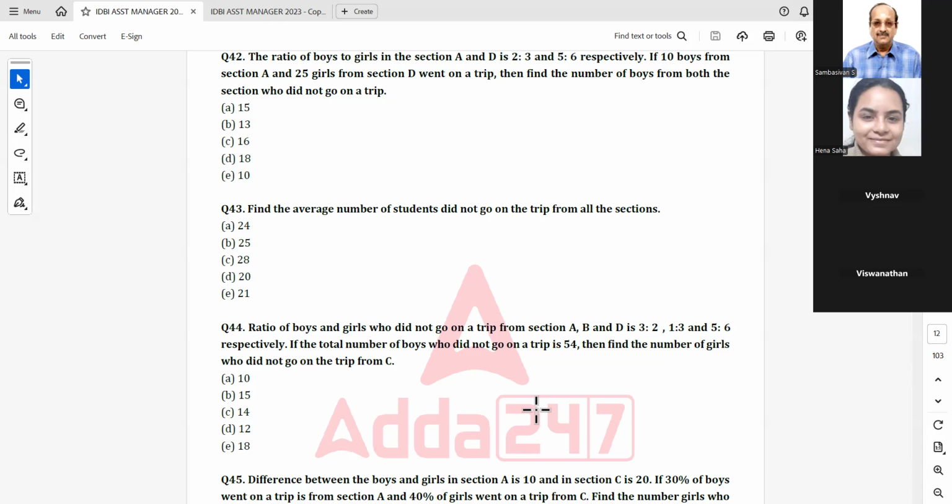But of course, it involves calculation. The ratio of boys and girls who did not go on a trip is 3:2. Number of boys in A, how many are there? 20. Out of this 20, 3 by 5 did not go. That means 12 people did not go from A. Then in section D, how many boys and girls?